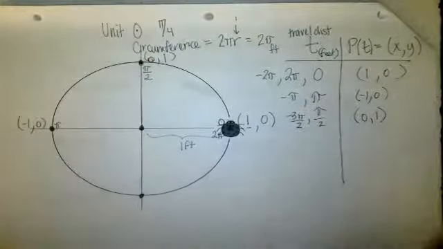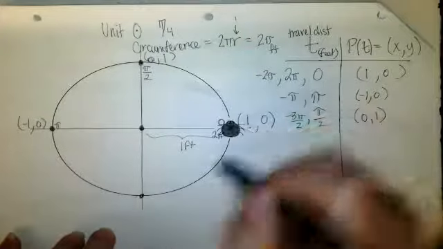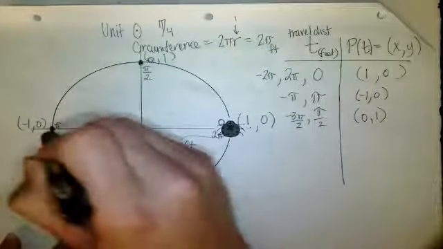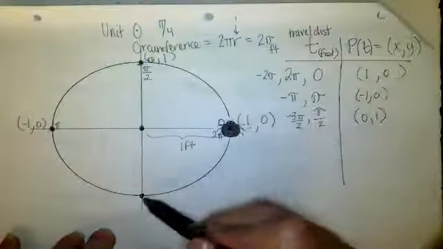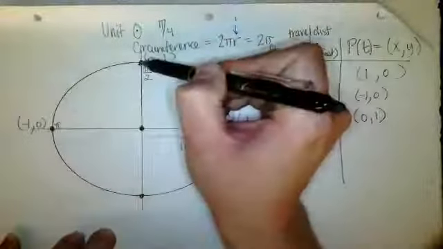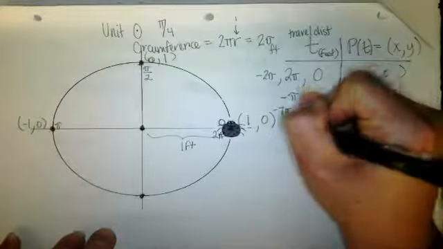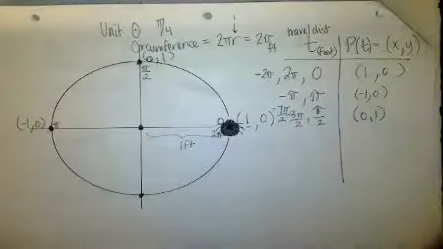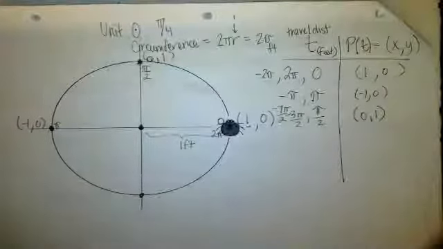Now, technically, could she keep going around the circle, traveling further? Yes. So she could go negative pi over 2, negative 2 pi over 2, negative 3 pi over 2, negative 4, negative 5, negative 6, 7. Negative 7 pi over 2 would also work. So are you getting the idea now that we can travel lots of distances here? That's fantastic.